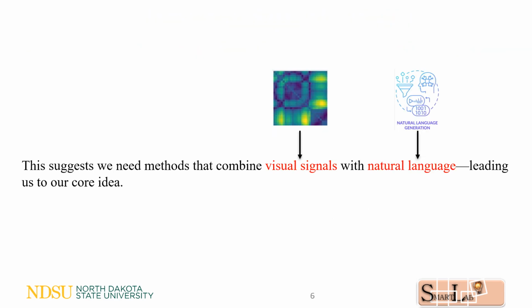Based on a summary of these limitations, we don't just need images or visual signals for pavement condition assessment. We also need natural language to help in our analysis. This is because existing approaches just focus on using images, a single modality, to solve this problem. However, there is a need to combine visual signals and natural language to solve this problem, and this is our core idea.